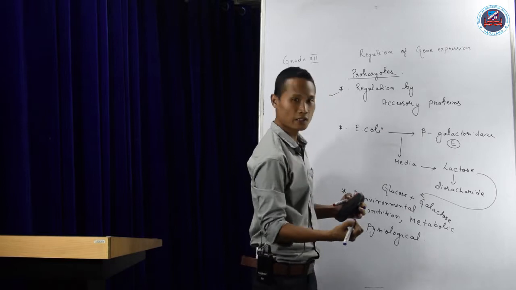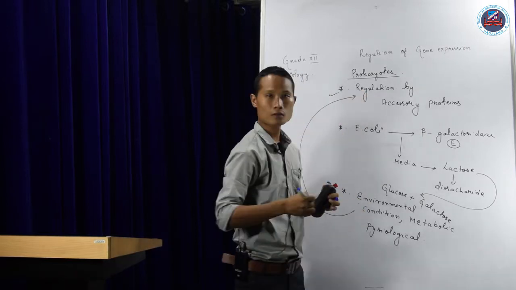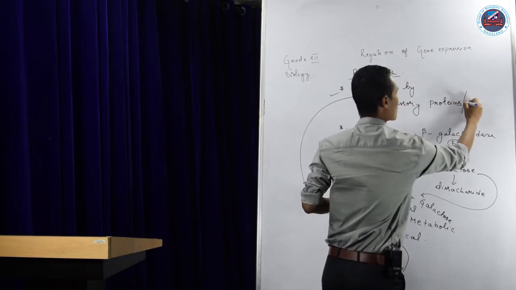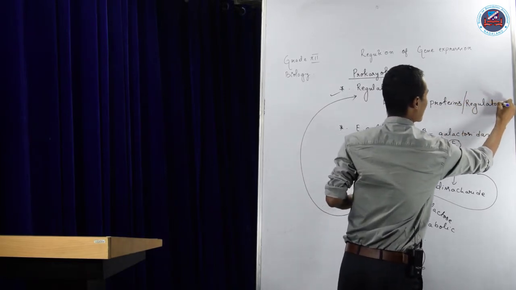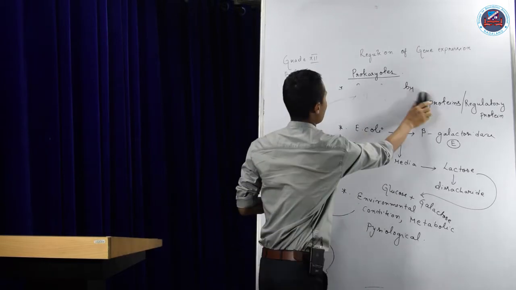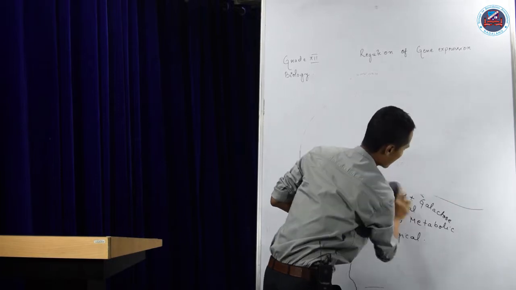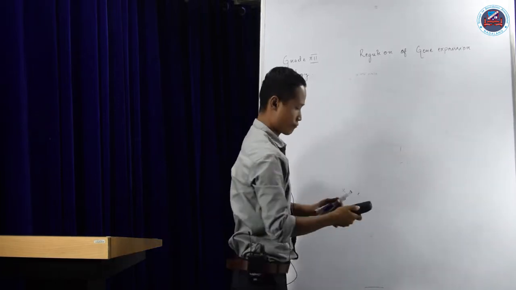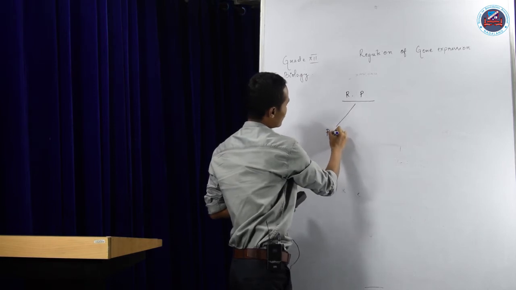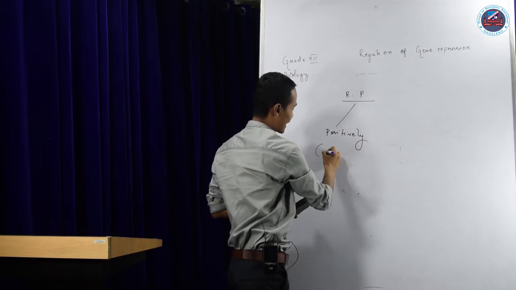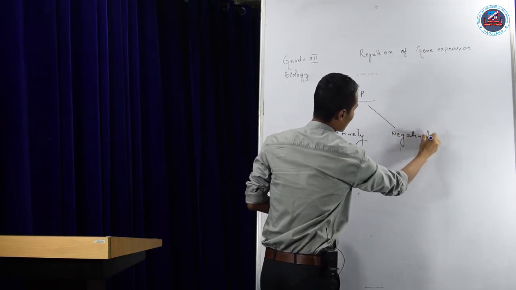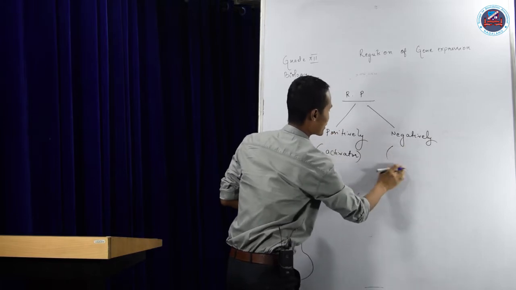And this can be done with the help of a specialized protein called accessory protein, or we also call it regulatory protein. Now this regulatory protein can be of two types. I'll just write RP, regulatory protein. It can be positive. So if it acts positively, it is called an activator. And if it acts negatively, it is called a suppressor or repressor.